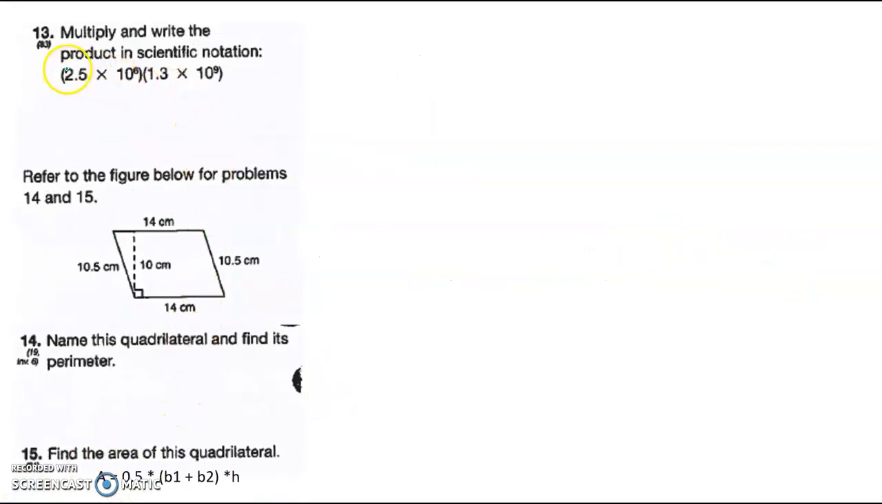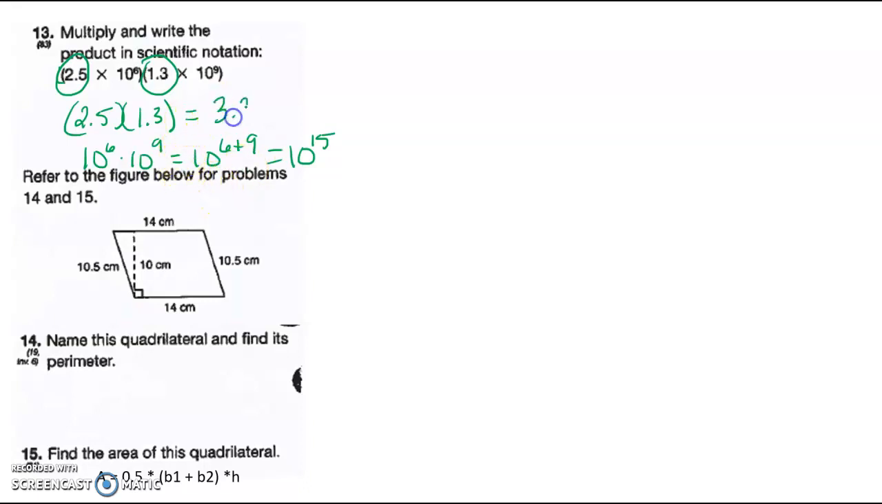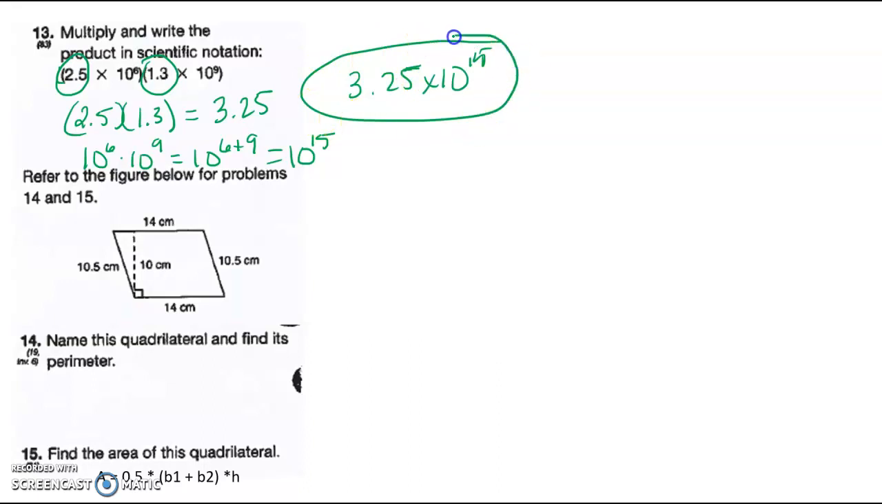Okay, so multiply and write the product in scientific notation. So we know that we multiply the first 2 numbers, and then we multiply the powers of 10, I think that's 10 to the 6th. It's kind of fuzzy. So 10 to the 6th times 10 to the 9th is 10 to the 15th. And then I have 2.5 times 1.3, which is 3.25. And then I put it together, 3.25 times 10 to the 15th, and that's our answer.